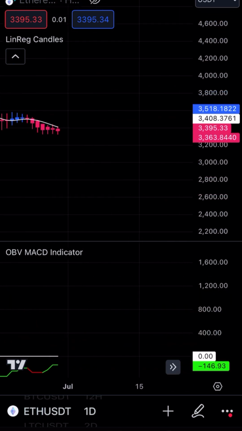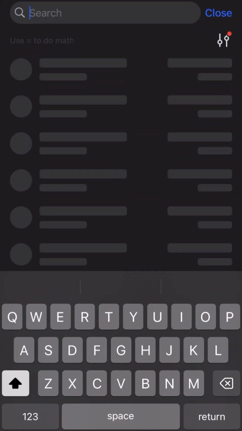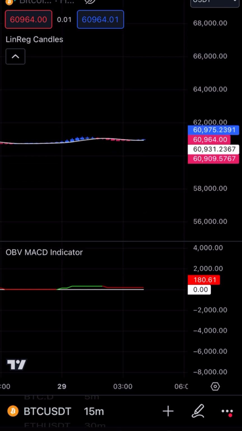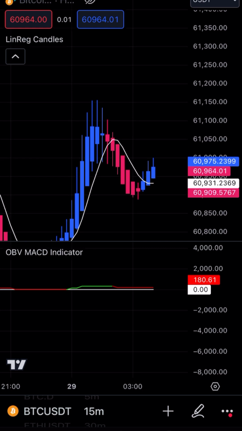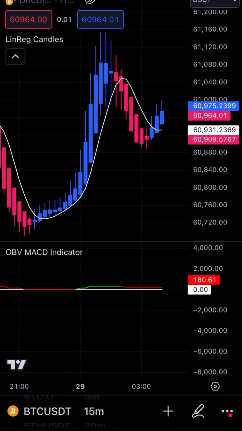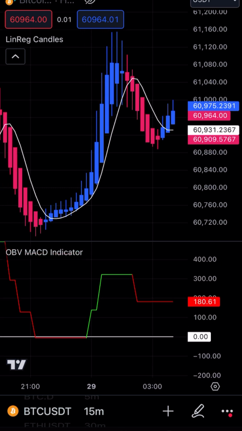So that is Ethereum, and I think I got to the point that you guys get it. But real quickly, I'm going to go to Bitcoin. Okay, so real quickly, we're going to be looking at a 15-minute just to show you guys intraday stuff. And for those that want to do this on an intraday level, you're going to have to pay attention to the charts more.